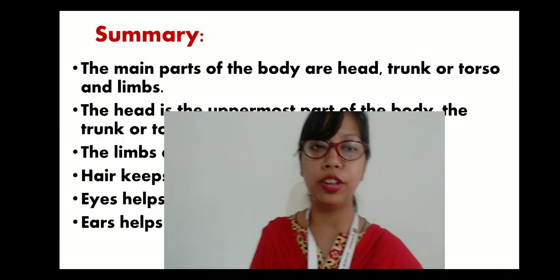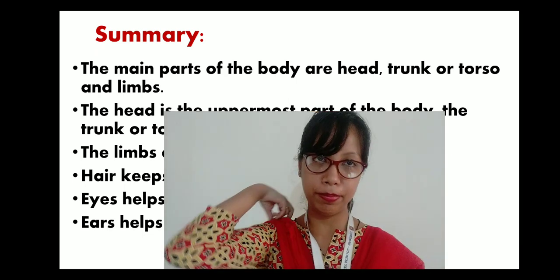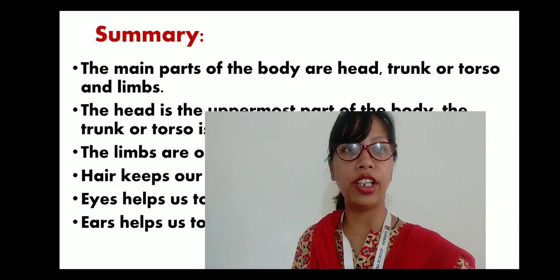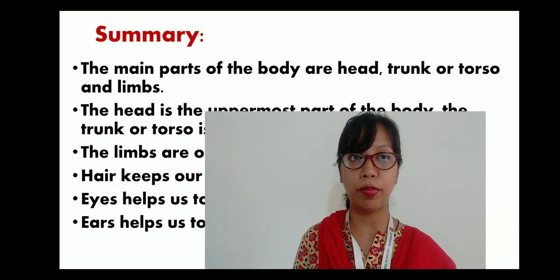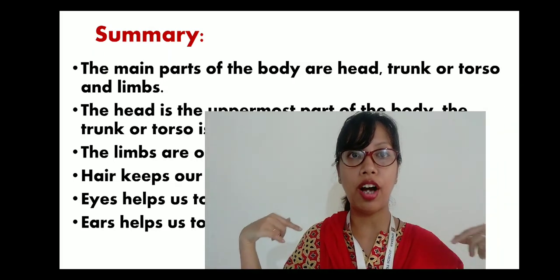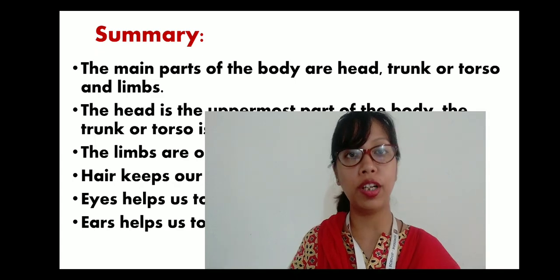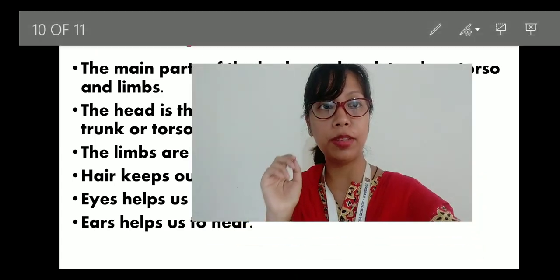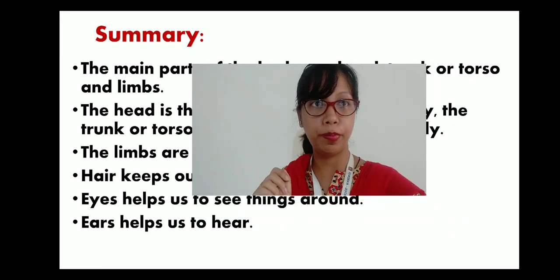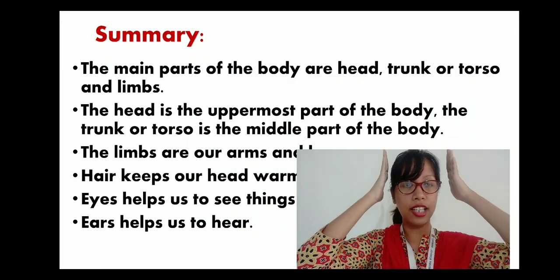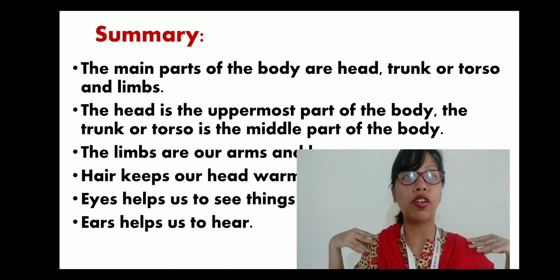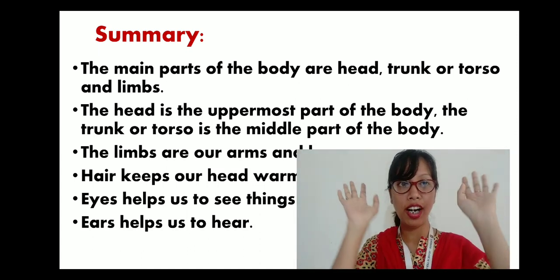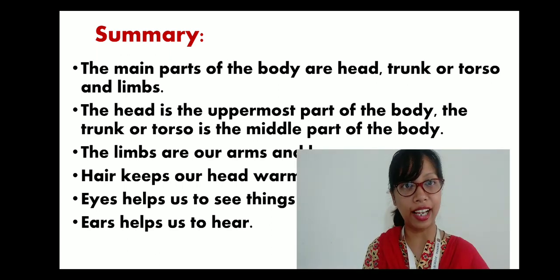Now let's move towards the summary of today's lesson. We have almost completed half of the lesson. So here is the summary. The main parts of the body are head, trunk or torso and limbs, right? Head is the uppermost part of the body, trunk or torso is the middle part of the body, and the limbs are our arms and legs.